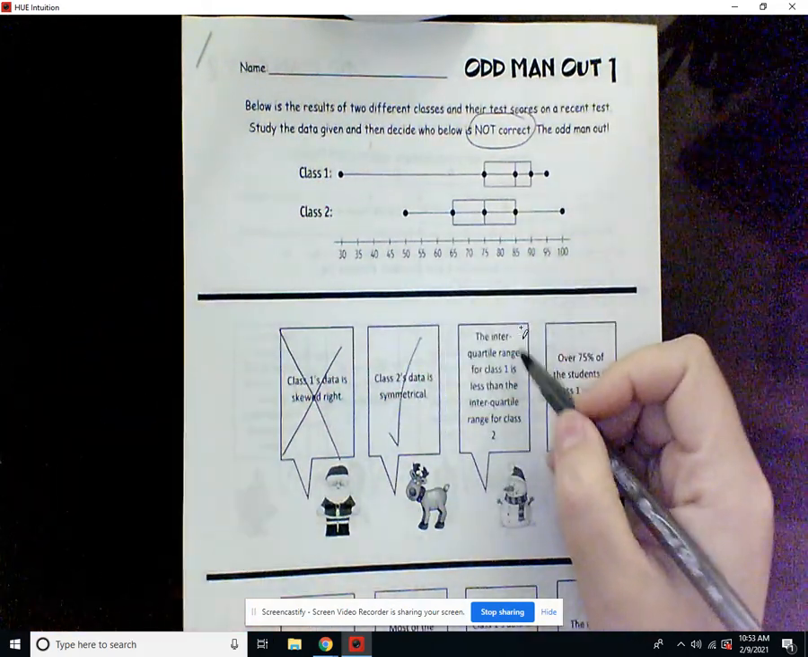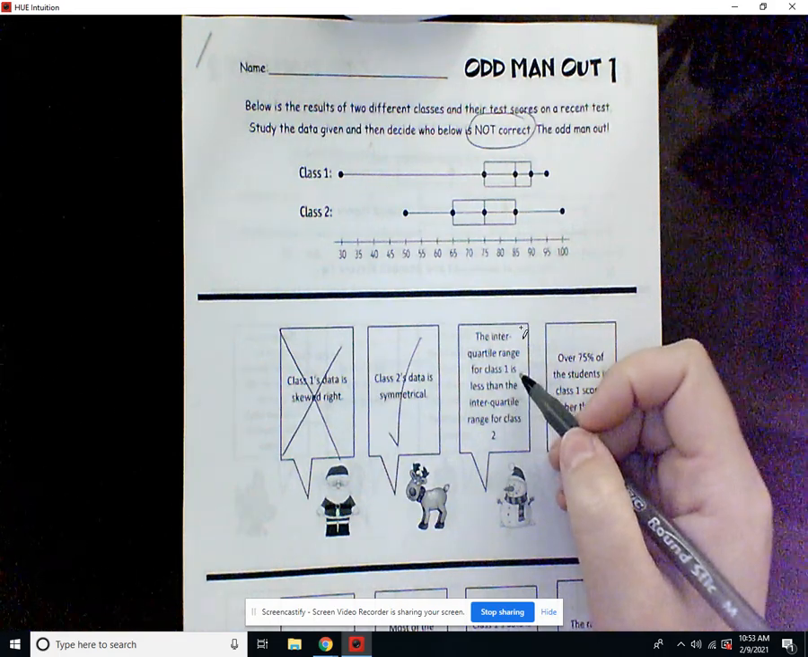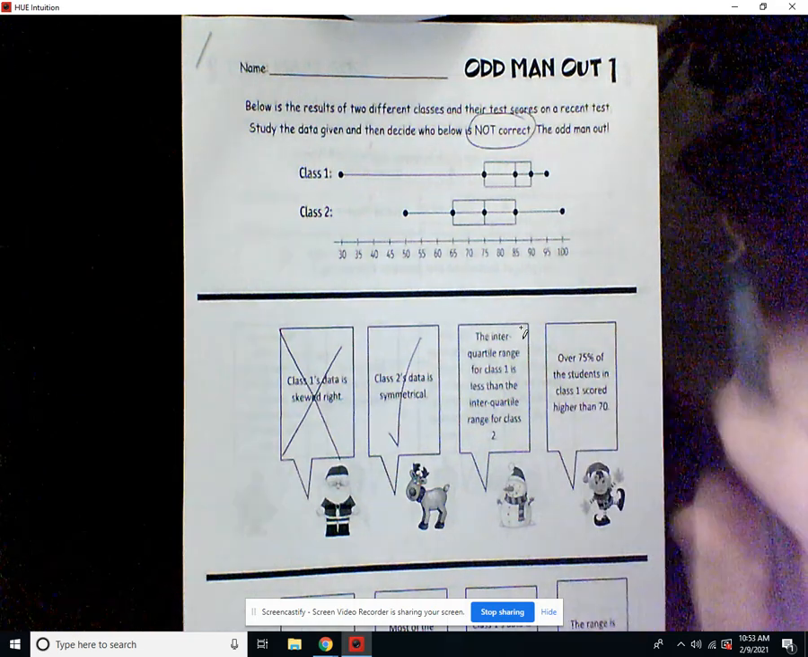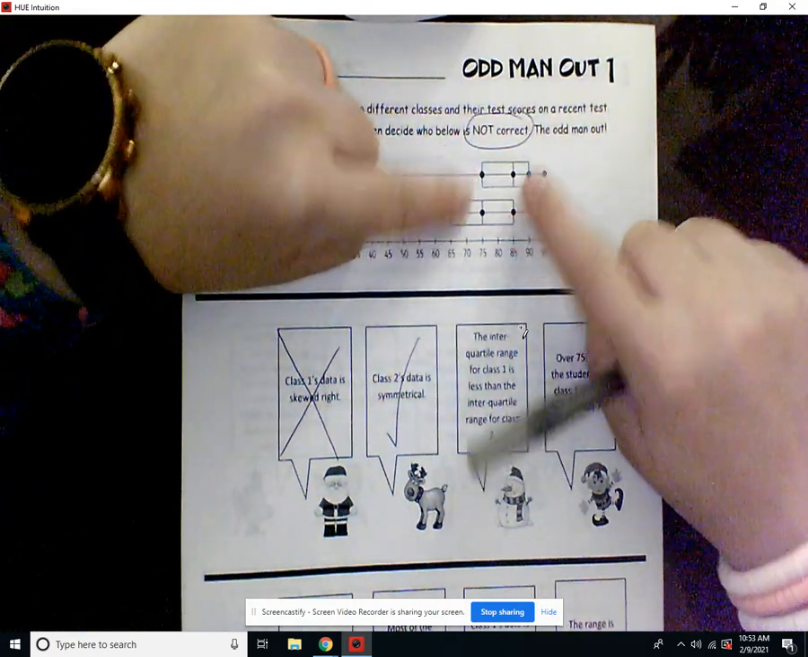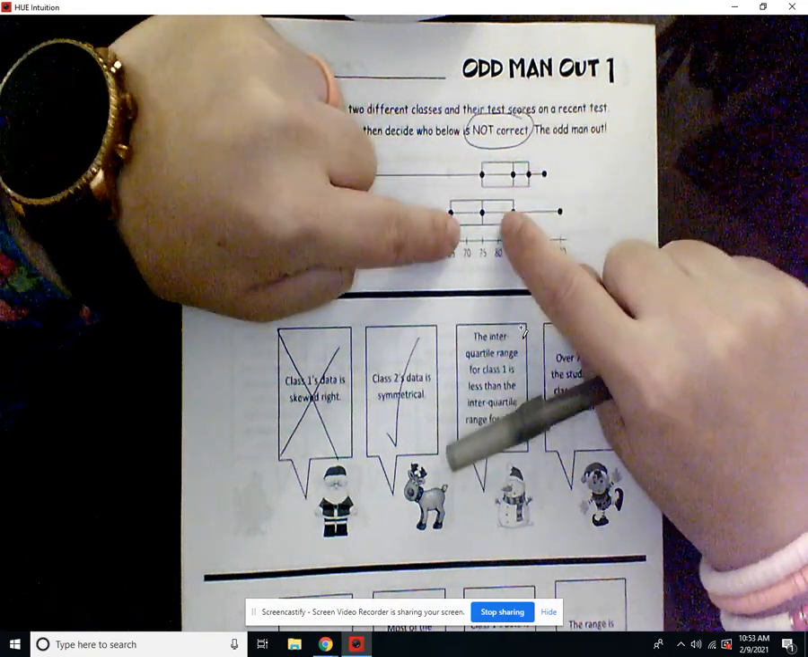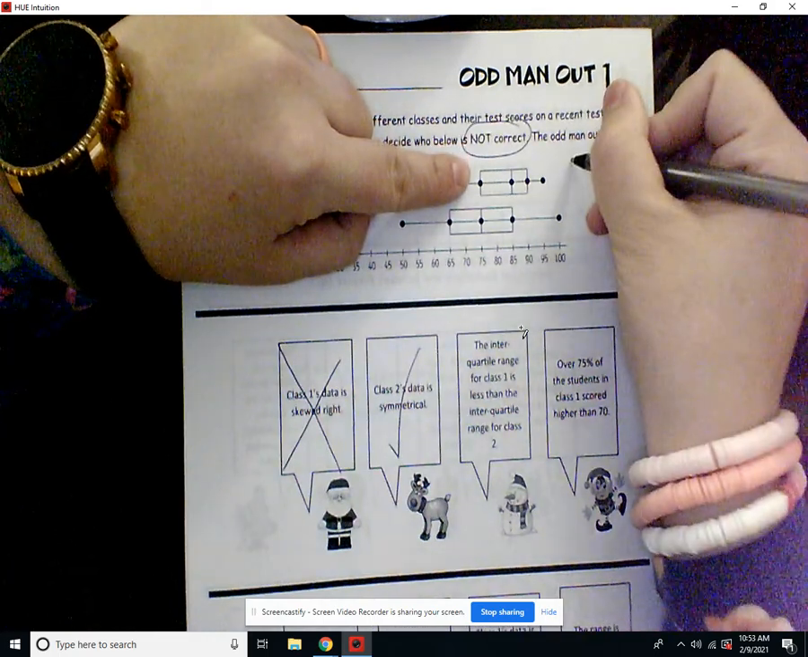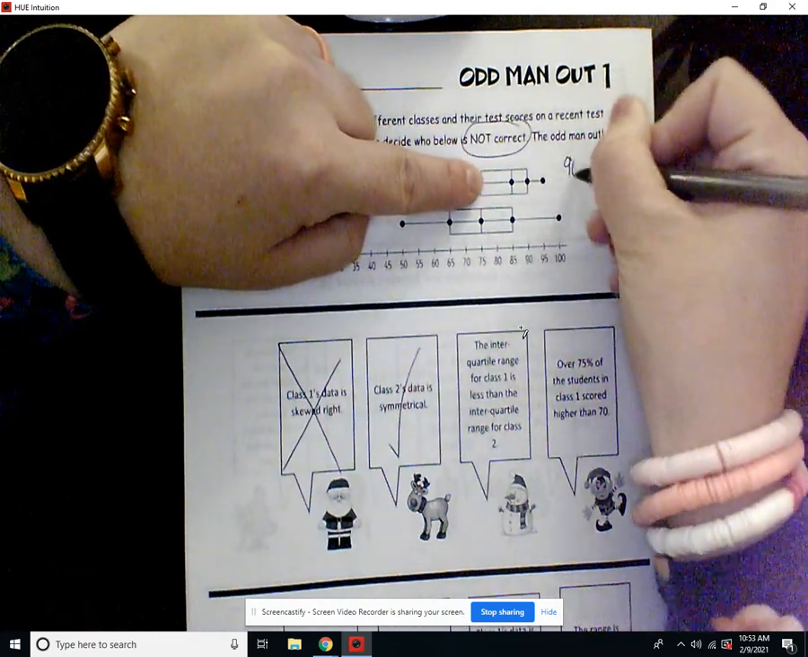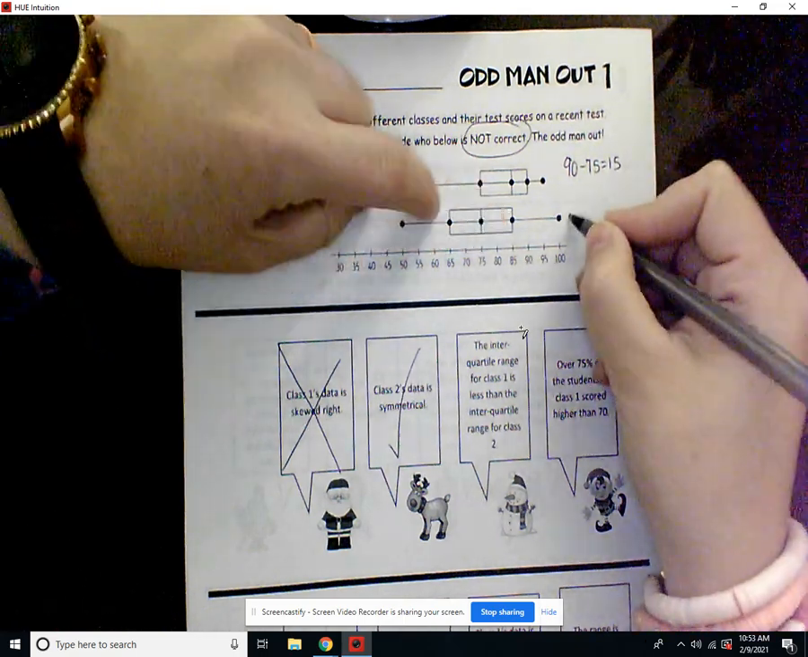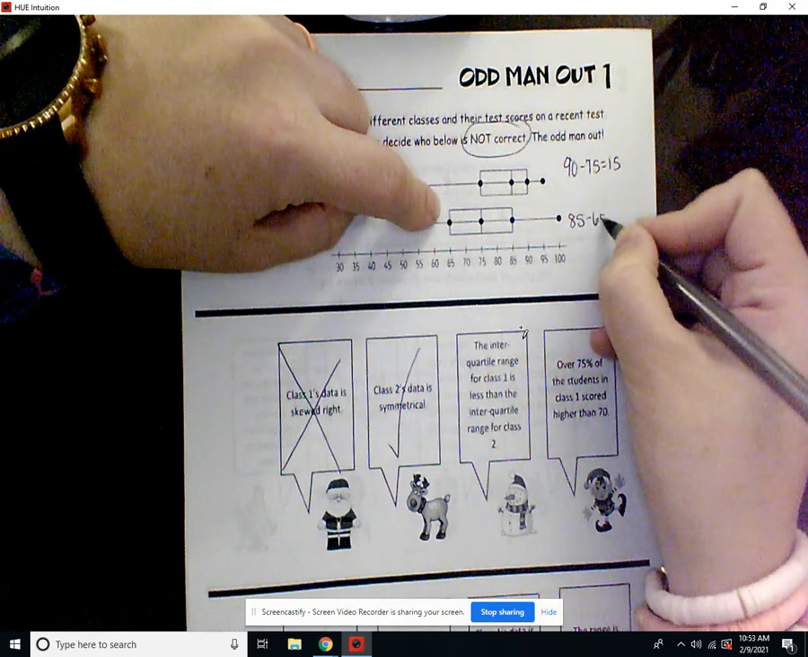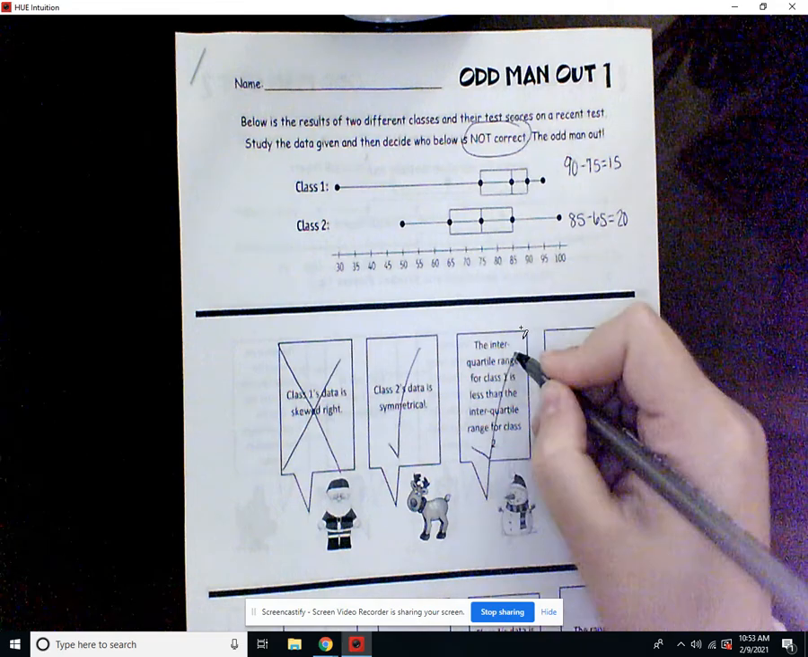The interquartile range for class 1 is less than the interquartile range for class 2. So remember, interquartile range, that's your box size. So is class 1 smaller than class 2? Yes, you can just look at it and see that this box is smaller than this box. If you want to do the math, you can. Quartile 3 minus quartile 1 is 90 minus 75, which is 15. And then class 2 is 85 and 65, and that would be 20. And then class 1 is smaller than class 2.